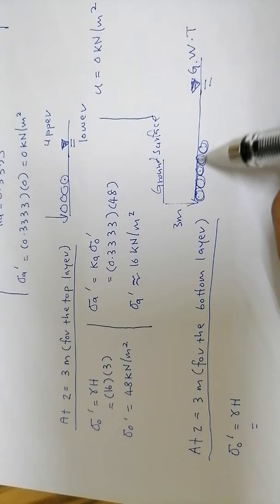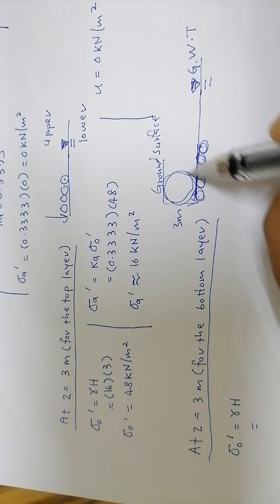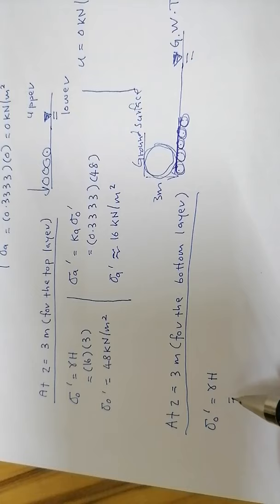So this soil layer here is still supporting the upper layer, the soil up here. So that's why for gamma we are still interested in gamma for the first layer, which is still 16. 16 times, it is still 3, isn't it? So therefore the answer is still the same, 48 kilonewton per meter square. So this is vertical effective stress.